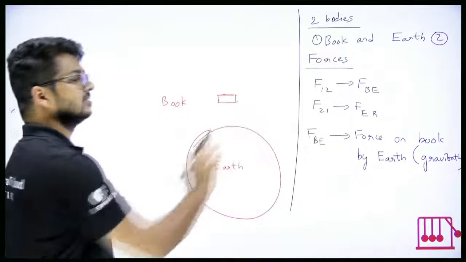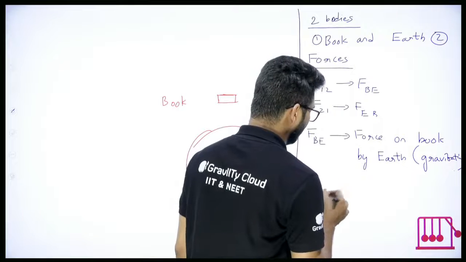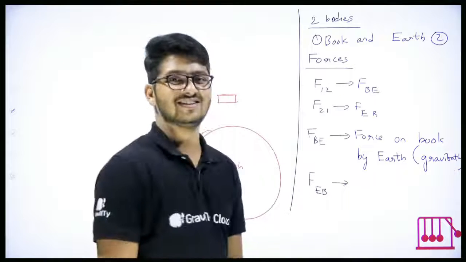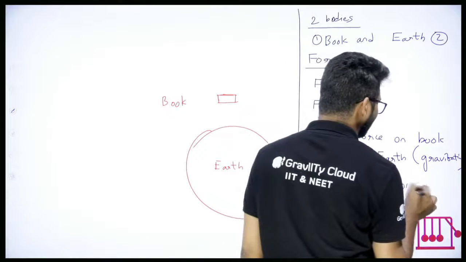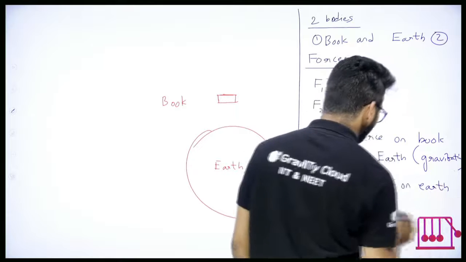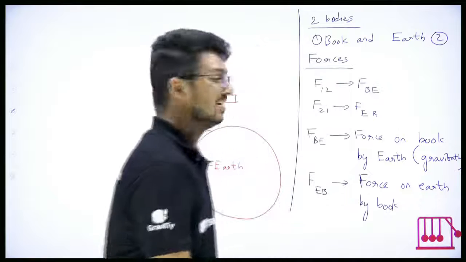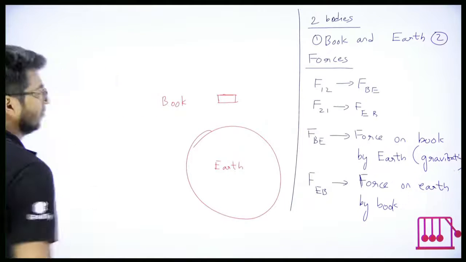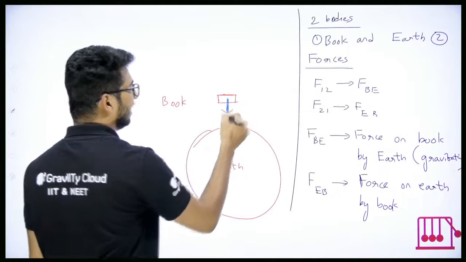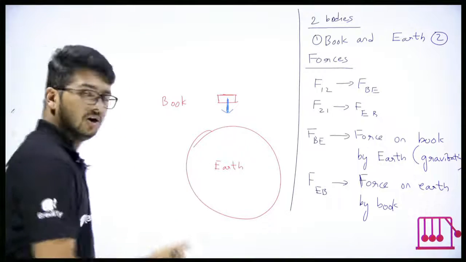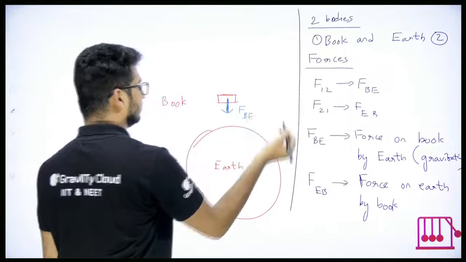Understand it. That is gravitational force. So when I take the other one, FEB, that will be force on earth by book. Got it? Yes. So when I look at the forces on the book, how does the earth apply force? Earth will pull every object downwards or towards itself. So this is force on book by earth.